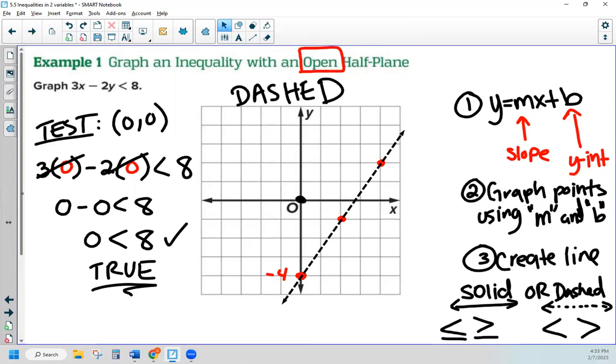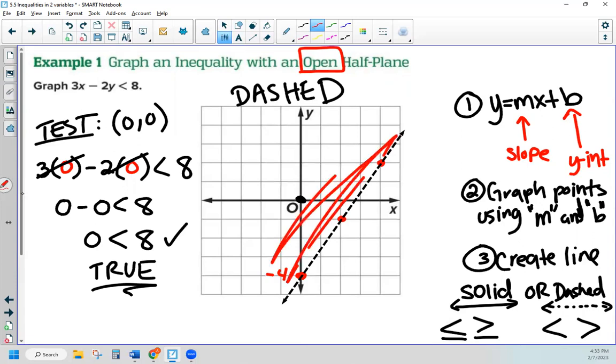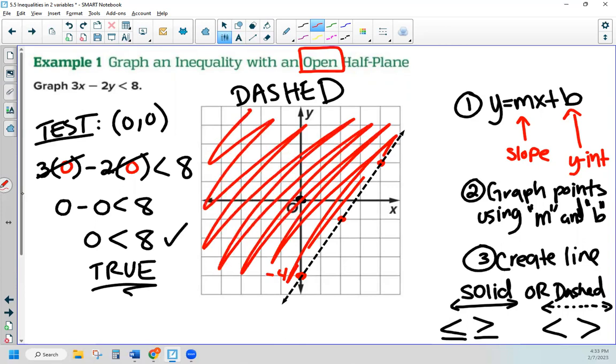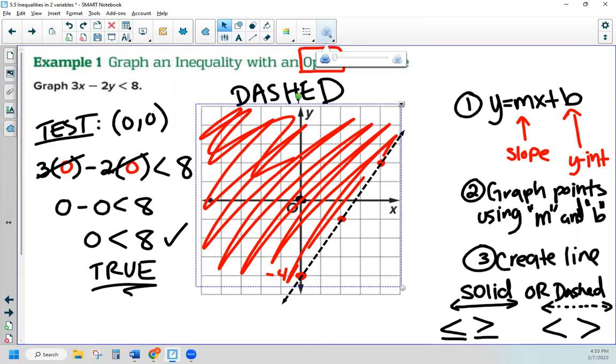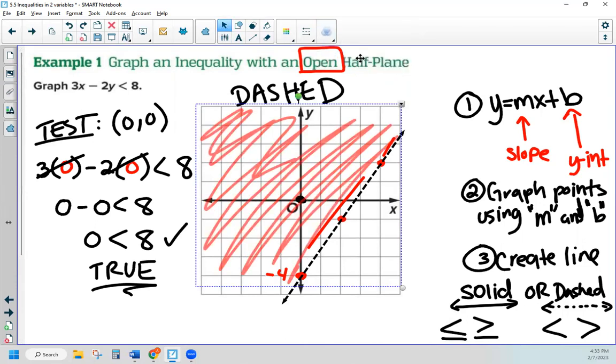Since I got a true statement, that means that our solutions, and remember, the solutions is plural, are located everywhere above the dotted line, okay? So go ahead and create some light shading. Let me make sure I dim down my shading. There we go, so it's not so crazy. All right, so my solution set lies everywhere above that shading.